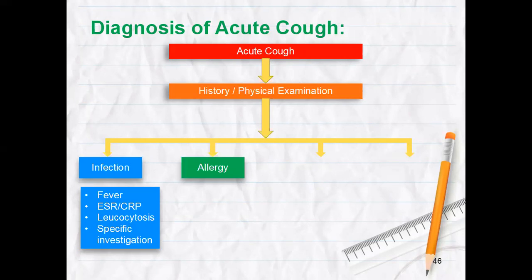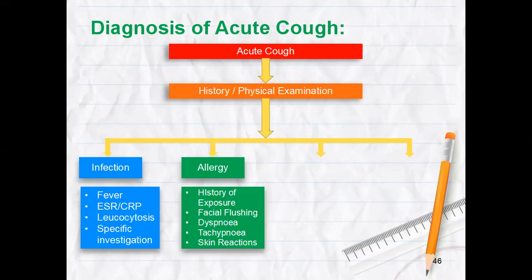So the other cause can be allergy. The first thing that we need to note in allergy is there's always a history of exposure. The patient is usually allergic to something and is exposed to that same particular thing or allergen, or sometimes the patient might not know that he or she is allergic to something, but has a history of exposure to an allergen. And presents with the signs of facial flushing, redness, or periorbital edema, dyspnea, tachypnea, and other signs such as skin reactions. And that's how we diagnose allergy as a cause of acute cough.